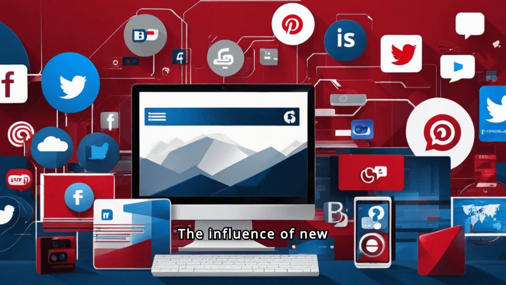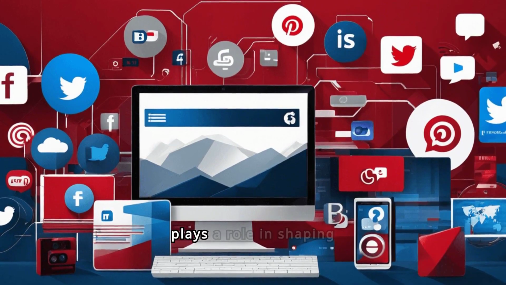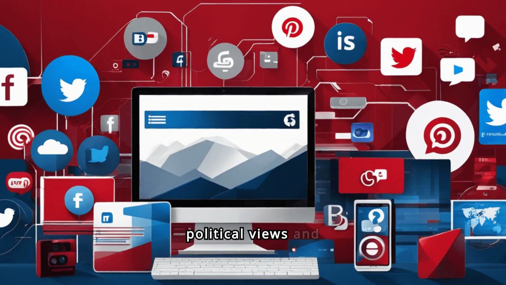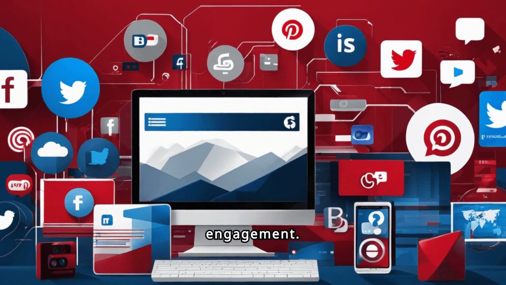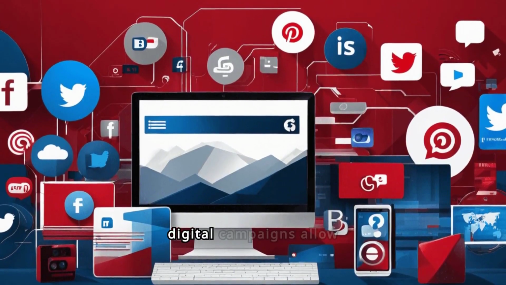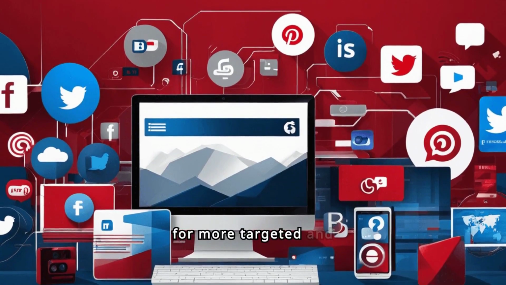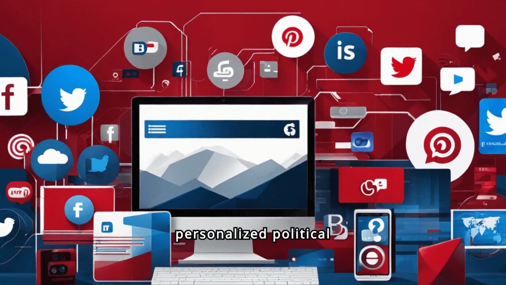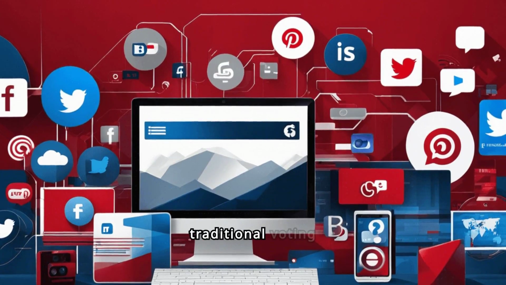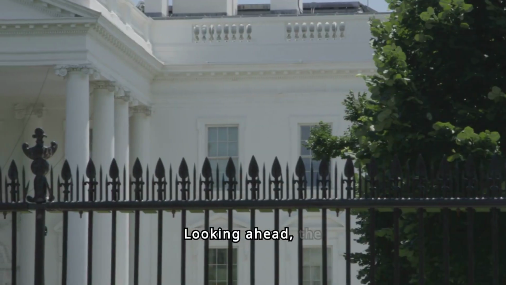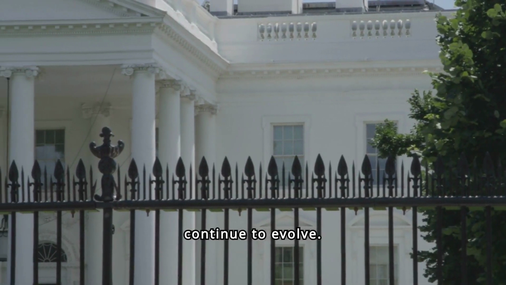The influence of new media and technology also plays a role in shaping political views and engagement. Social media platforms and digital campaigns allow for more targeted and personalized political messaging, potentially altering traditional voting patterns. Looking ahead, the future of red and blue states will depend on how these factors continue to evolve.